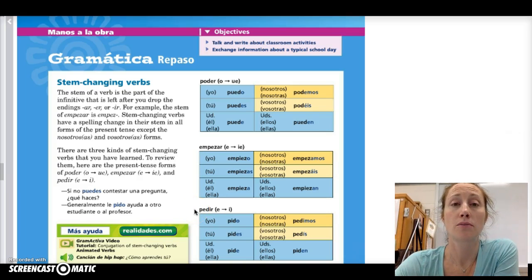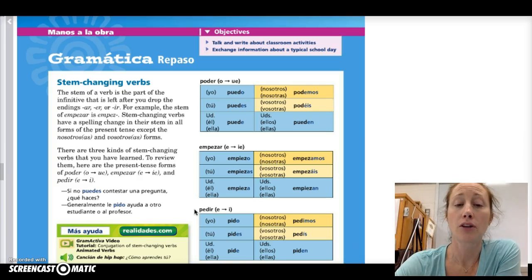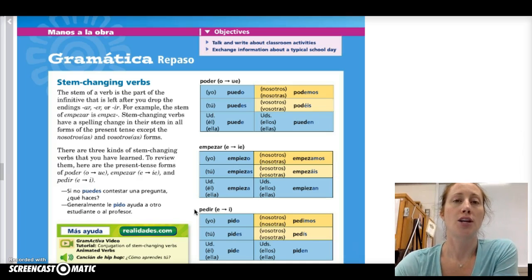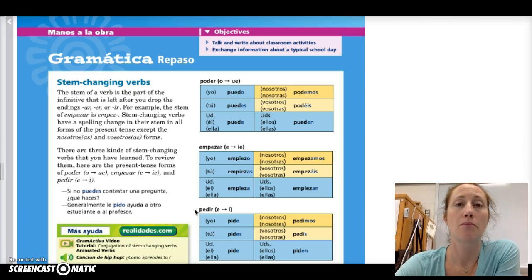Y el último verbo que tenemos es pedir. Well, what happened with pedir? If you're looking at it, you can see again that the E is going to change, but this time to just an I. Por ejemplo, pido, pides, pide. Ah, but wait. ¿Qué pasa en nosotros? There is no change. Pedimos, pedís, and we go back to being inside of the boot, and we have piden.